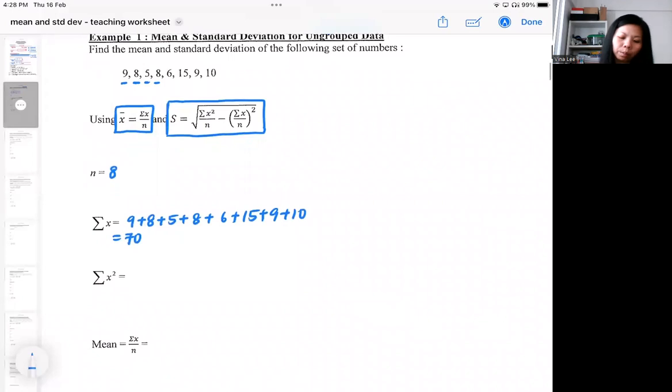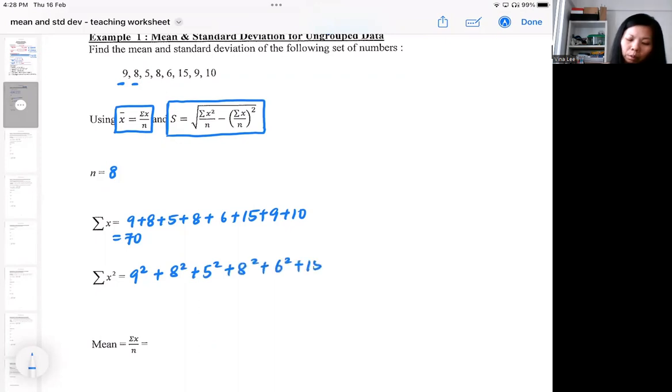The other one will be sum of x squared. If you still remember just now, your job is to square every x. So every x that I have here, I'm going to be squaring first. I square and I add them up. So you will expect this to be a bigger number because you are squaring before you add them up. So it's quite expected that you will get a huge number. So I get 676. If you want to be a bit organized, you can write out the information first.